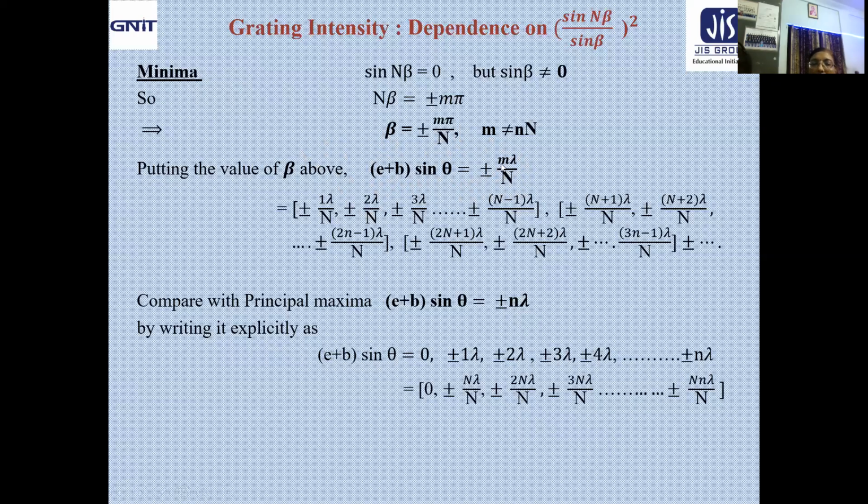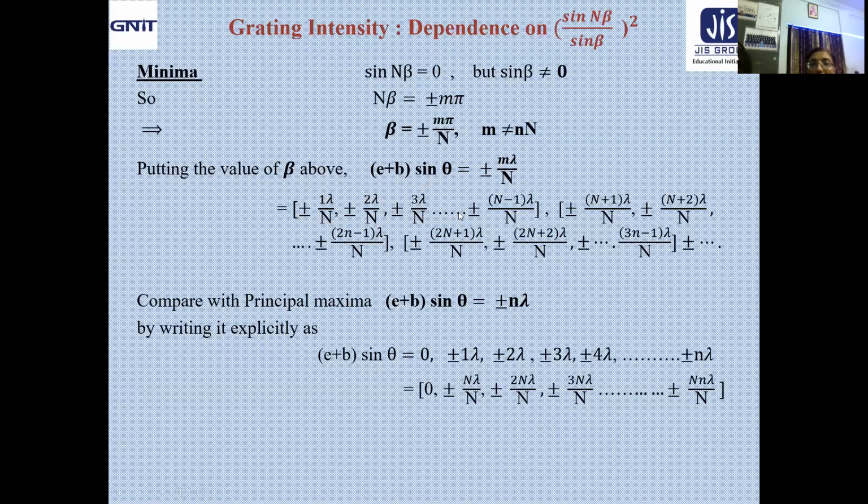Now let us put the values of m explicitly in this expression. So e plus b sine theta equal to plus minus, we know m starts with 1, because m equal to 0 we will not consider, because that gives the principal maxima. That's why let us start with m equal to 1, lambda by N. Next is plus minus 2 lambda by N. Then plus minus 3 lambda by N. But up to which we will go? Up to which we can go?